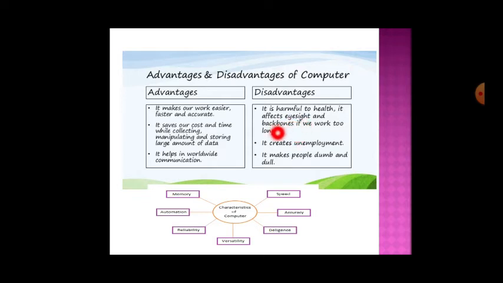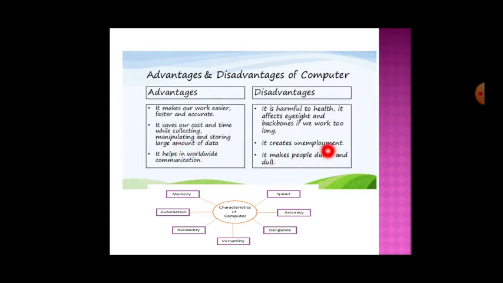It also affects our backbone because of wrong postures, and we are going to sit for continuous many hours. Then it saves our cost and time while collecting, manipulating, and storing large amount of data. So it saves our cost and time, because it collects all the data immediately and stores it, and whenever we require we can just retrieve it.